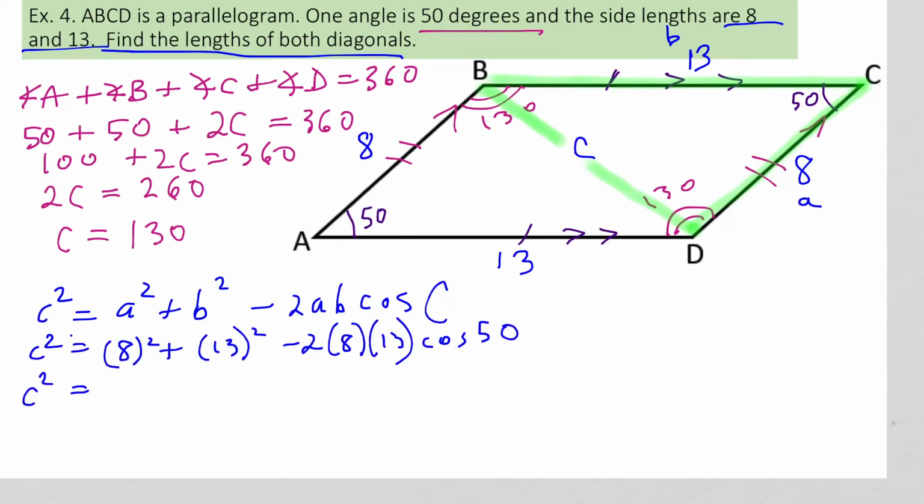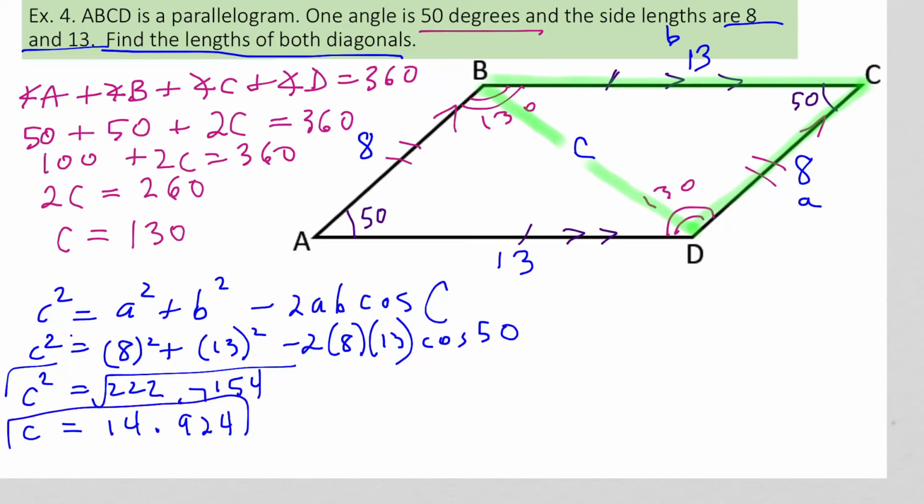All right, I substituted everything in that I know from my diagram, and I get C squared is 222.7154, which I would then take the square root of both sides to get C. And I type that in, and I get 14.924. Okay, so this is my shorter diagonal.